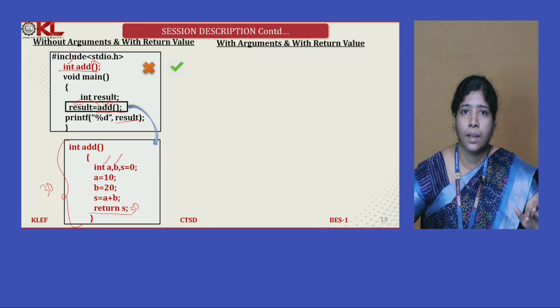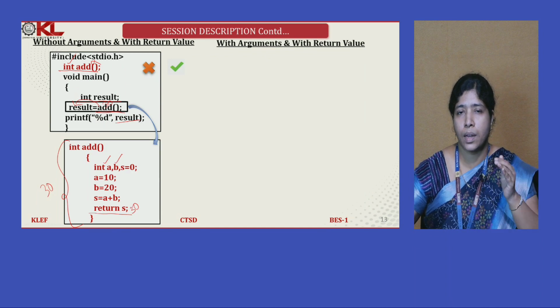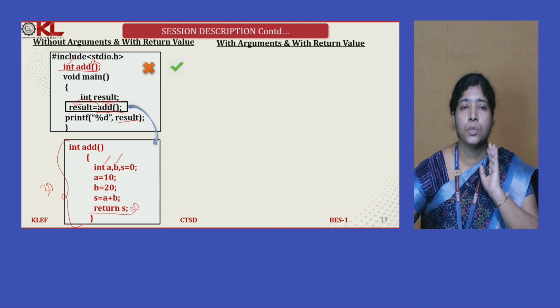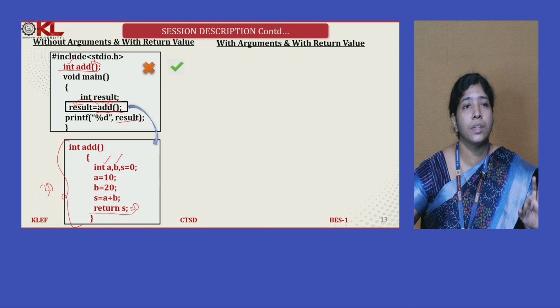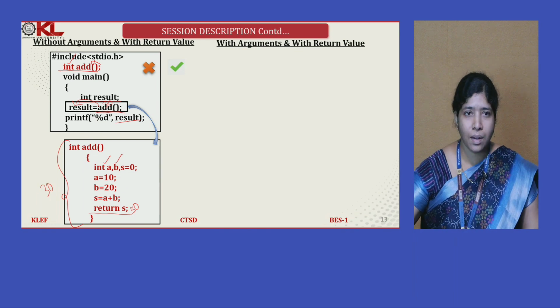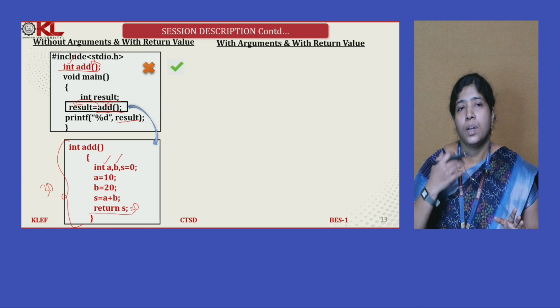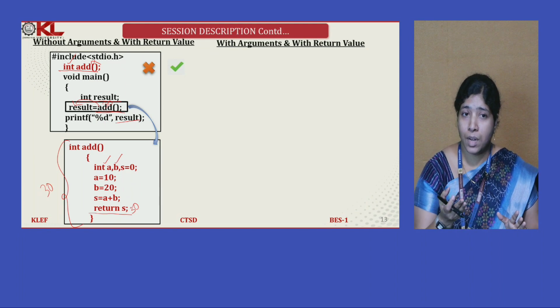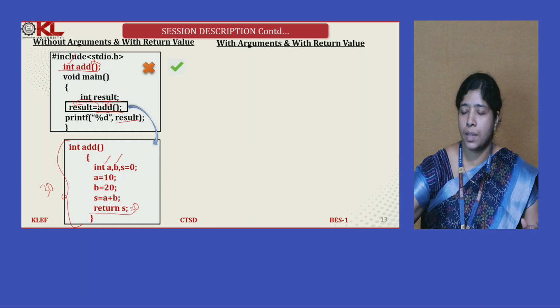And the fourth category, as I told you, is the default. Whenever anyone asks you to write a function, unless they restrict you, you are supposed to go ahead with this one: with arguments and with return value. What does that mean? Whenever I invoke that function, I provide some inputs. At the same time, I want the output to be stored back in some variable.